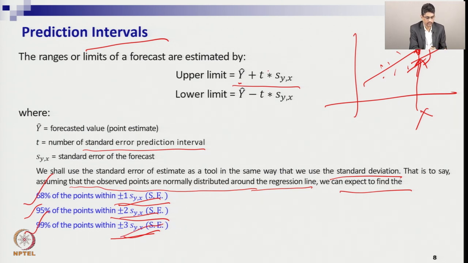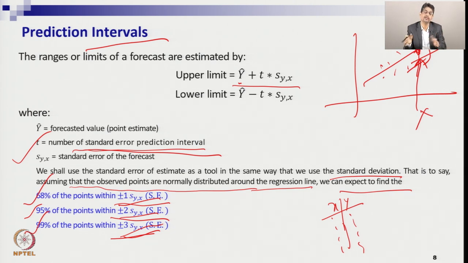But this is valid for the standard error of the prediction interval if you have a good amount of sample data, let's say 25, 30 samples or more in your data sets, X and Y. In that case, you can take this t value with 1 sigma, 1 standard error, 2 standard error, 3 standard error, and you can get your confidence interval of 68%, 95% and 99%.